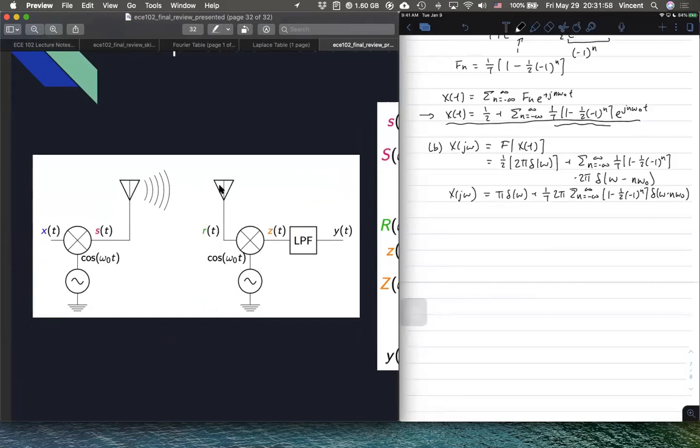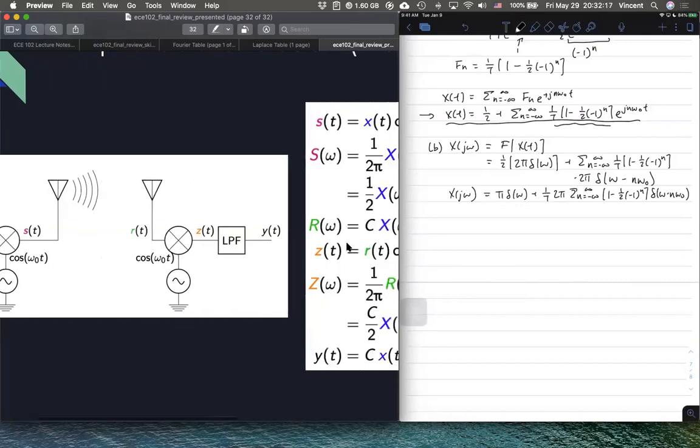And then this side is your radio receiver. You receive the signal R of t. That again gets mixed with some cosine function, and you receive Z of t. Then you put that through a low-pass filter, and this is what goes out your speaker, right? Y of t. So how exactly does all that work?